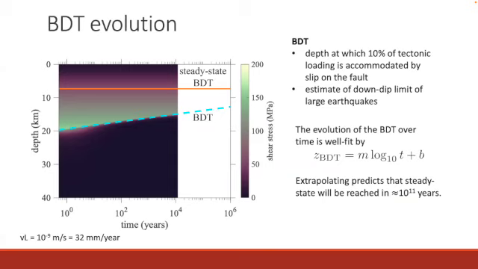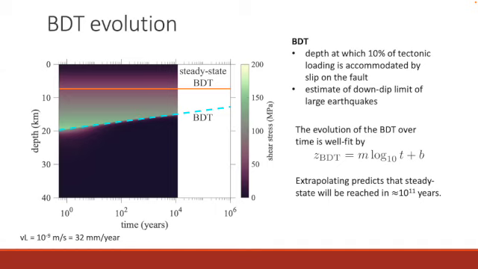The evolution of the BDT over time is well fit by a line in log time, and I've plotted this line in cyan, and I've plotted the steady state BDT in orange. Extrapolating the cyan line predicts the steady state will be reached in 10 to the 11 years. Again, that's longer than the age of the universe.